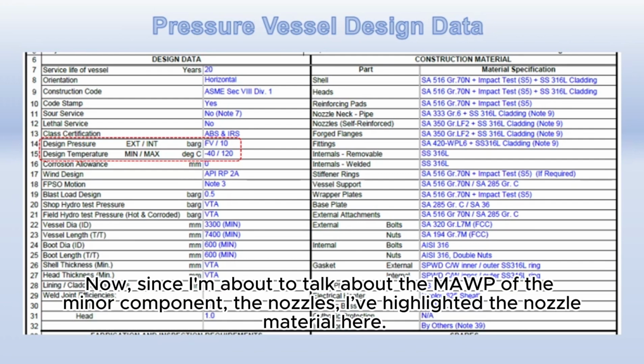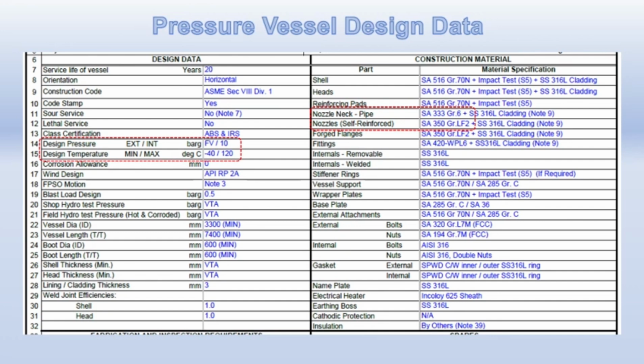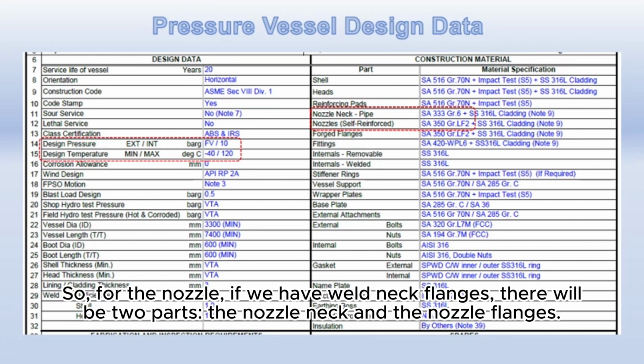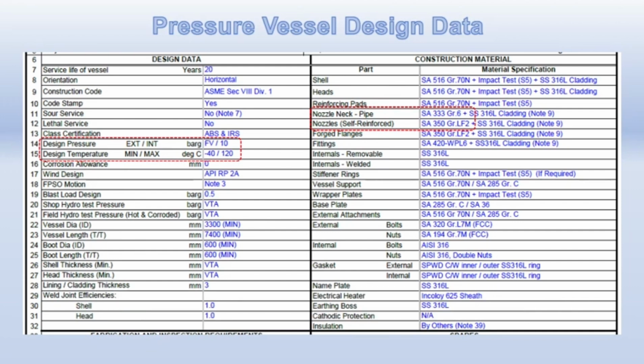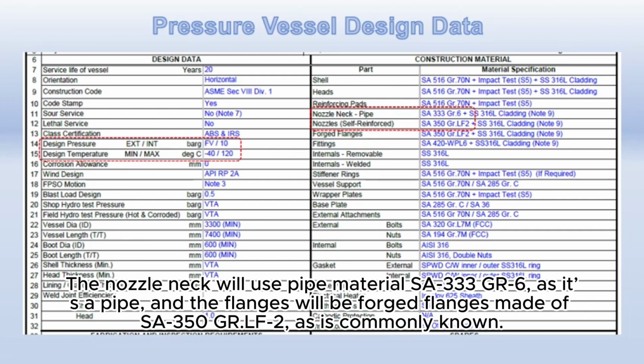Now, since I'm about to talk about the MAWP of the minor component, the nozzles, I've highlighted the nozzle material here. So for the nozzle, if we have weld neck flanges, there will be two parts, the nozzle neck and the nozzle flanges. The nozzle neck will use pipe material as SA333 grade 6, as it's a pipe, and the flanges will be forged flanges made of SA350 grade LF2, as is commonly known.